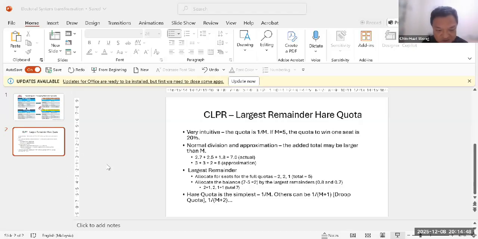The largest remainder idea is very simple. If you have a number before the decimal point, that's your integral, the full quota, you get that. So 2.7, 2.5, 1.8 gives 2 plus 2 plus 1, right? That's 5. So basically, these three parties have got 2 seats, 2 seats, and 1 seat. Now we have 7 seats to allocate. 7 minus 5 is 2. 2 seats have not been allocated yet, right?